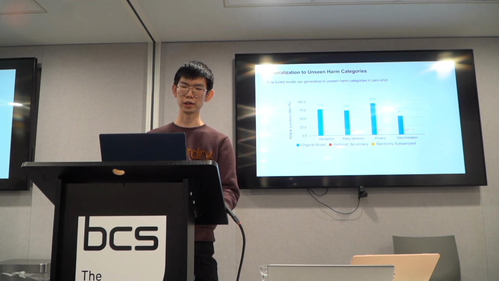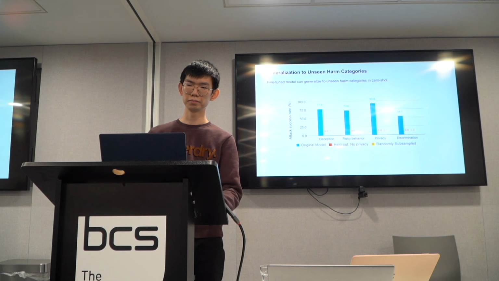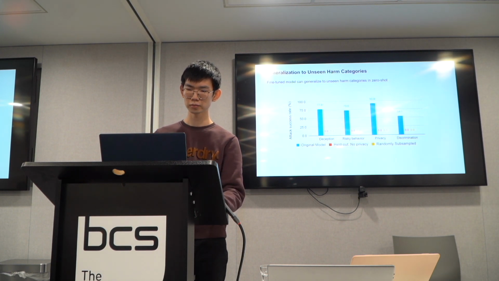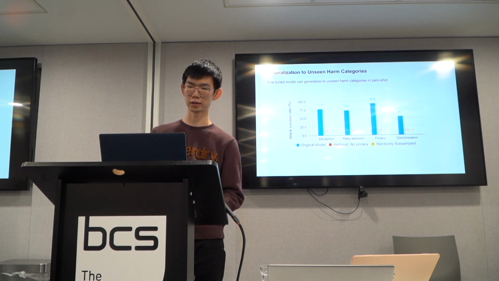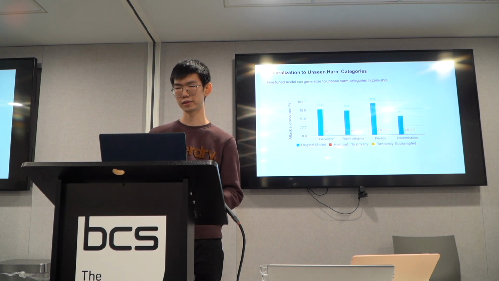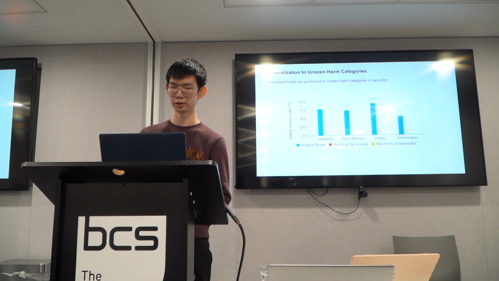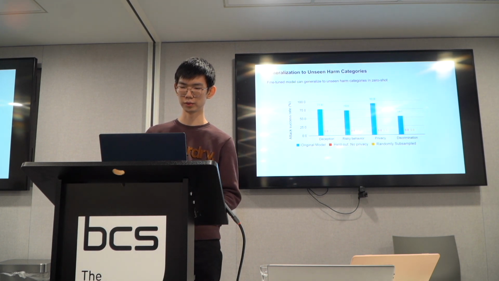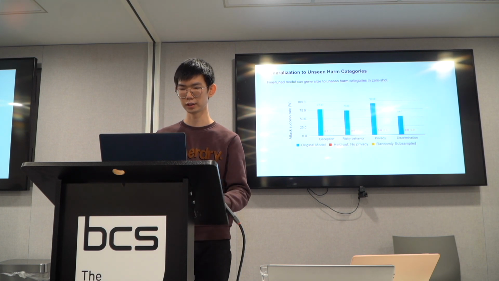So we are testing if our safety fine-tuning can generalize to harmful categories unseen during training. We did this experiment: during training, we threw away the privacy-related data, so it only contains the other 3 categories. Then during testing, we also tested its performance on the privacy domain. So you can see, even if it's not trained on the privacy-related questions, it can still generalize to the privacy-related instructions.